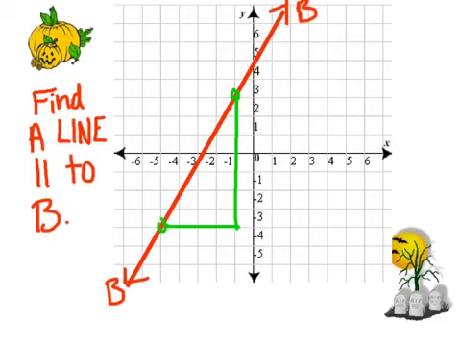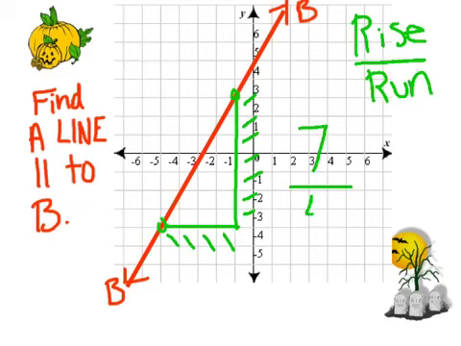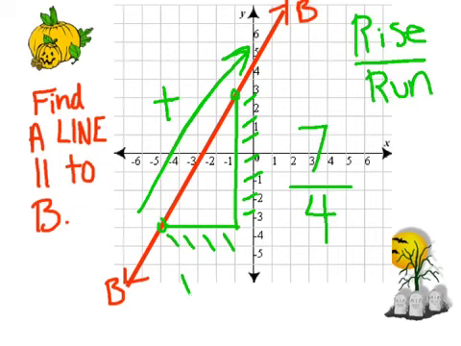We find 2 points on the line and we make our triangle. We need to find our rise over our run. To do that, we need to count our blocks. The rise is going to be 1, 2, 3, 4, 5, 6, 7. Our run is going to be 1, 2, 3, 4. Our line is going in this direction, so what does that mean? It's positive, that's right. So the slope is positive. So 7/4 is our slope.